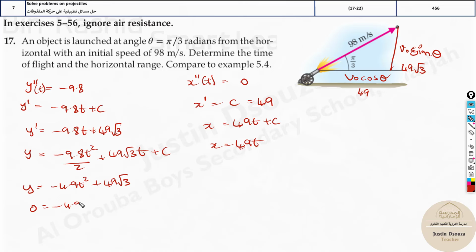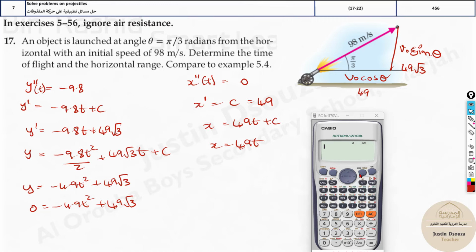0 is equal to negative 4.9 t squared plus 49 root 3, right? Let's put in the calculator and find the t values. Here it is mode 5 and 3 quadratic. It's negative 4.9. Then we have 49 root 3. So close the bracket. Okay, now I have missed one thing. This one over here is t and t. This is the constant value 0. And now the answer is 10 root 3 and 0. So t value is 10 root 3. If they ask you the time of flight, this is the answer.